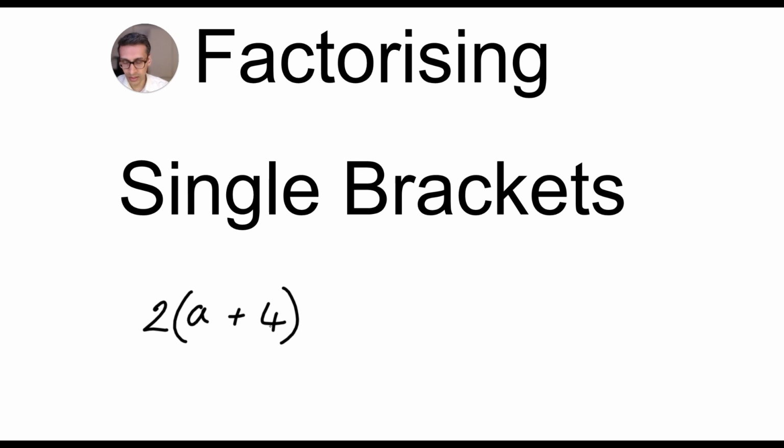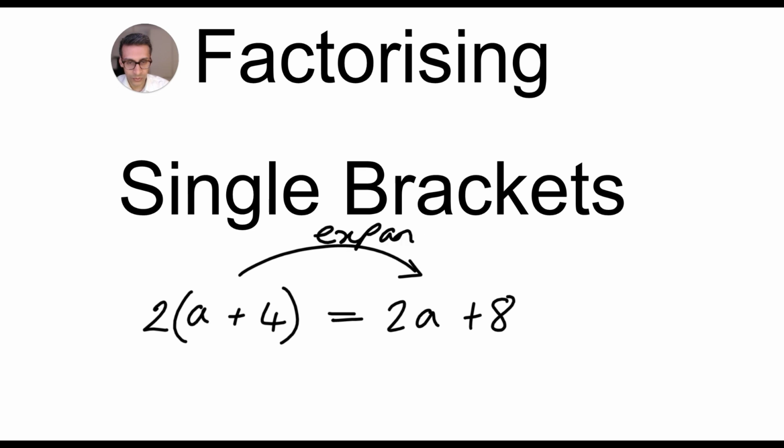2 brackets a plus 4, or 2 lots of a plus 4, well, we would do 2 times a, which is 2a, and then 2 times 4, which is 8. Now, going this way is expanding, or we can also say just using the distributive law. When you are going in the opposite direction, this is known as factorizing.